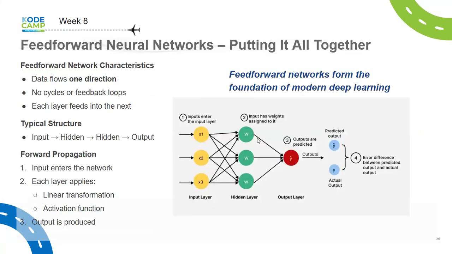So what's a feed-forward network? We now put all of these ideas together. A feed-forward network is a network where information, or data, or signal flows in one direction. It's always going forward.